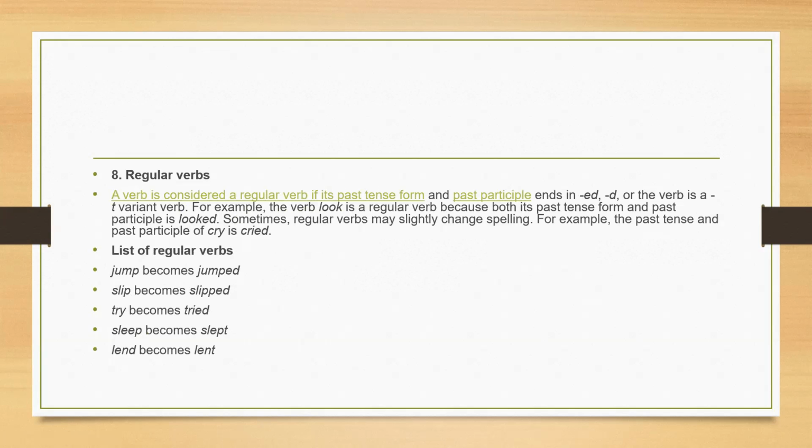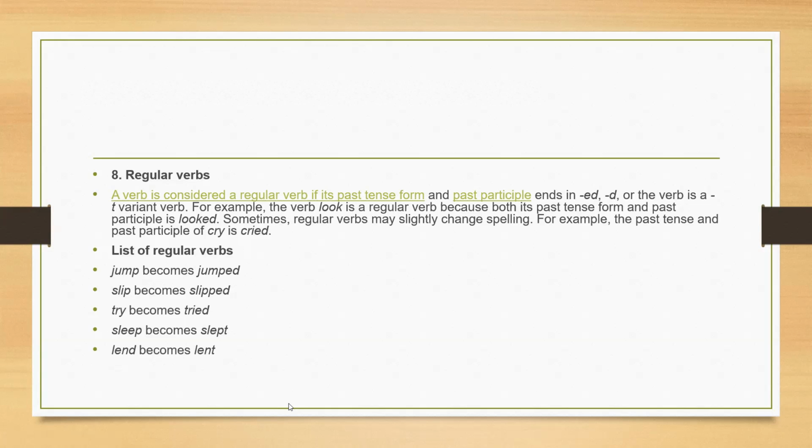So regular verbs. This one we had not discussed last time. Right now we are discussing so many types of verbs. Regular verbs are a type of verb where one verb has three forms: present form, past form, and past participle form. When a verb is transformed into past form, we generally add d or ed.